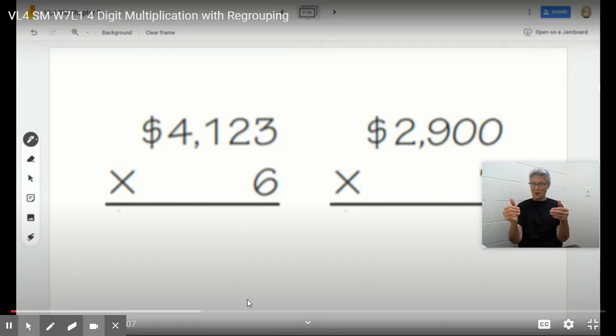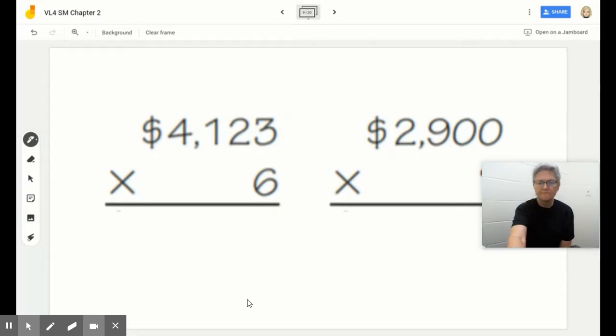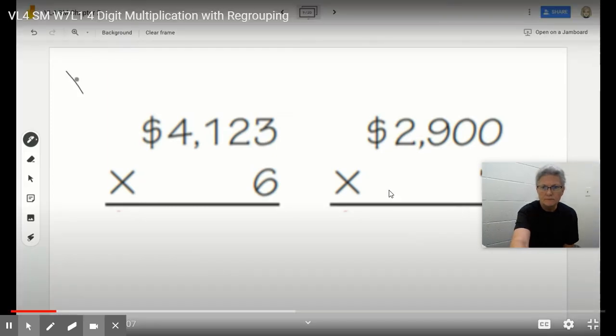Here we go, round two. Let's do more multiplication with regrouping. This time, I'm not gonna go ahead and estimate. I'm actually just gonna jump right on into multiplication using regrouping. Let's get started with our left side.